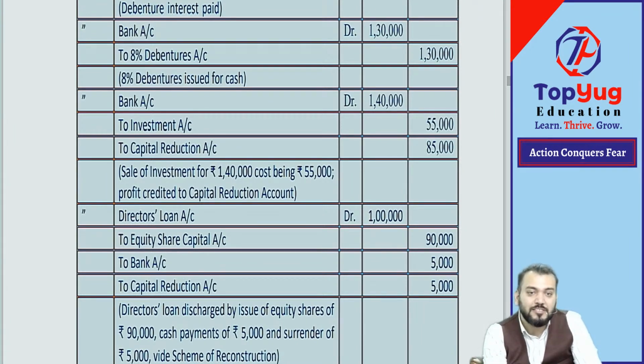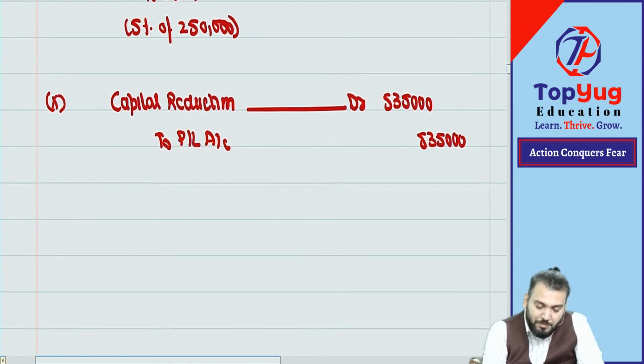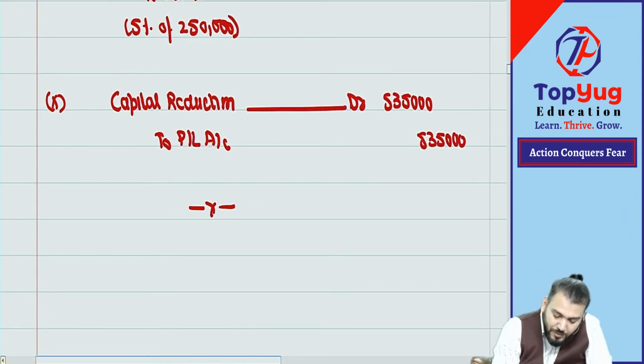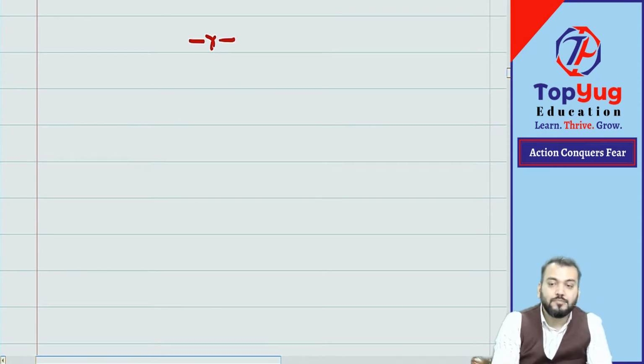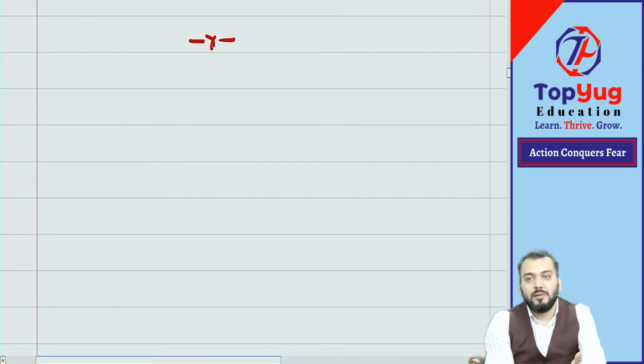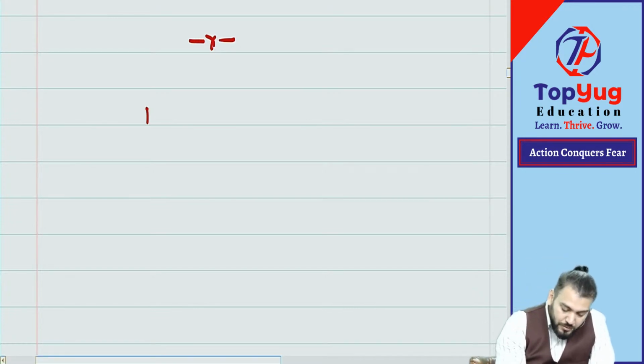If it is coming surplus, then the surplus will be transferred to which account? Capital reserve account. Got it? Done. All journal entries done. Can we prepare the balance sheet fast? Why am I preparing the balance sheet? Only to inform you how to prepare it. The more balance sheets you prepare, the more practice is done. Correct?